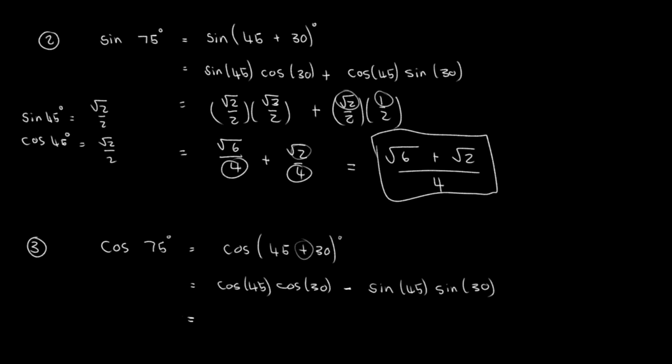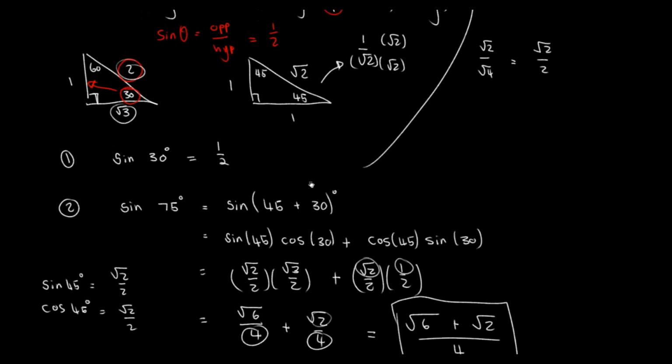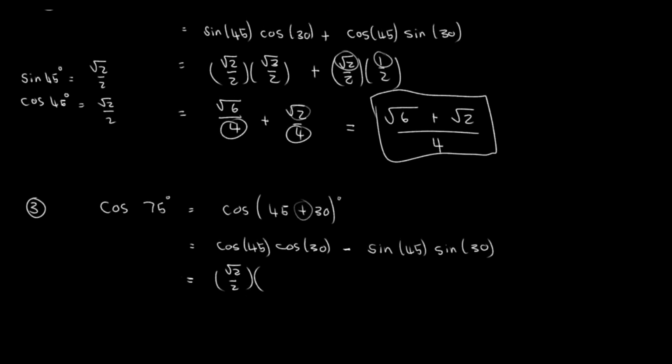So cosine 45 is square root 2 over 2. I'm going to multiply this with cosine 30. Now let's go find cosine 30 quickly again on our triangle. So 30 is over here, so this is going to be theta. So that's square root 3 over 2.